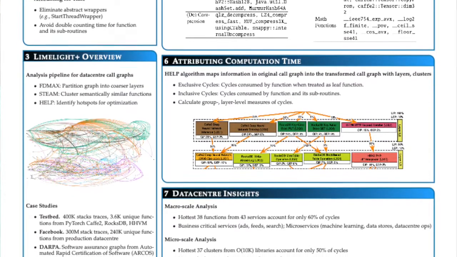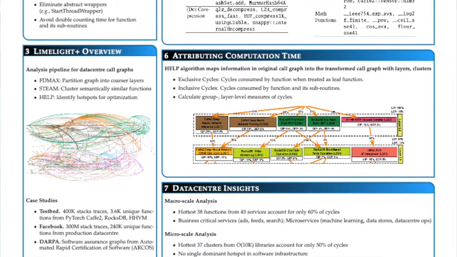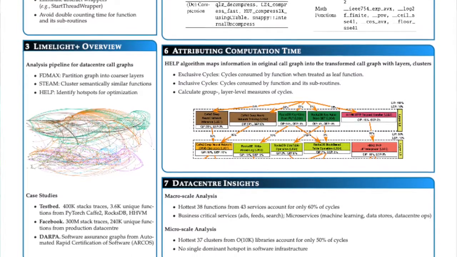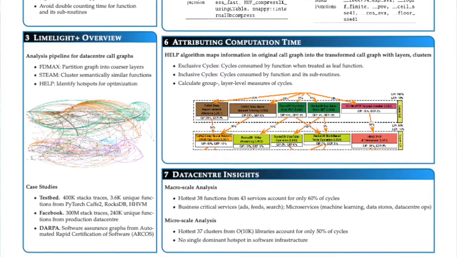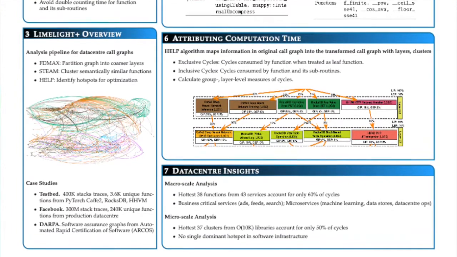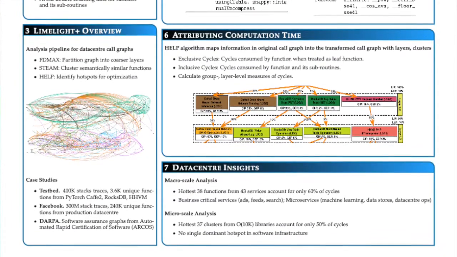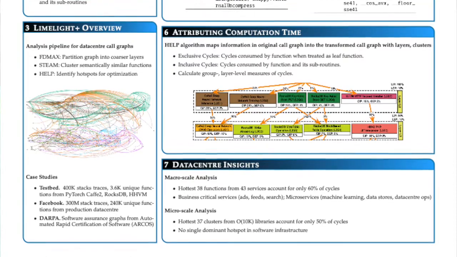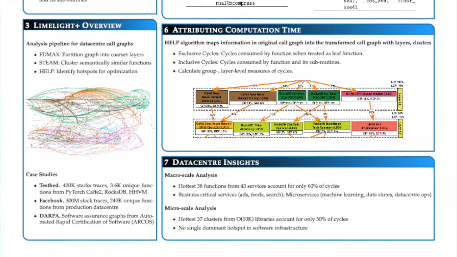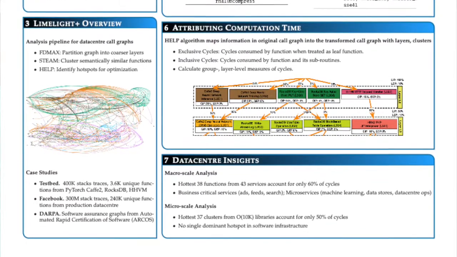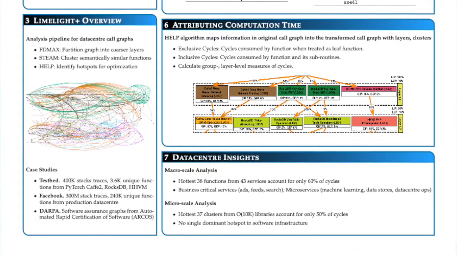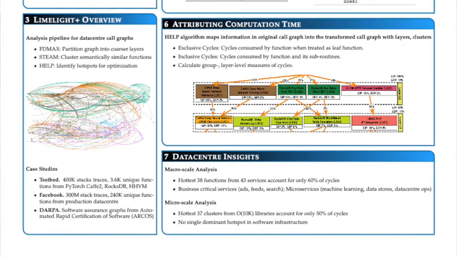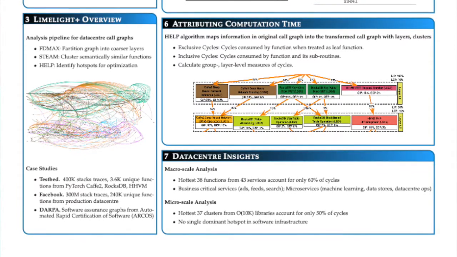We have already demonstrated Limelight Plus in a number of case studies. First, we've looked at a testbed where we examine Facebook's open source software repositories for PyTorch Caffe2, RocksDB, and HHVM. In a second study, we looked at Facebook's production data center with 300 million stack traces and 240,000 unique functions. In a third study for DARPA, we looked at software assurance graphs that describe how a large piece of software satisfies specifications and requirements, again, with the goal of providing human interpretable results.